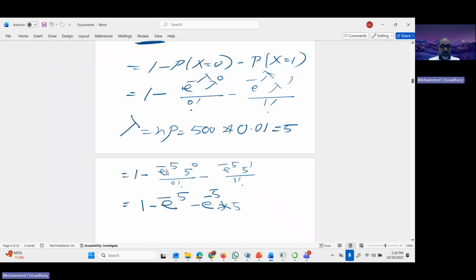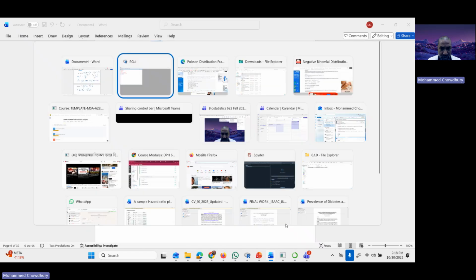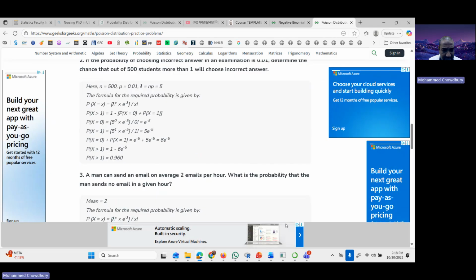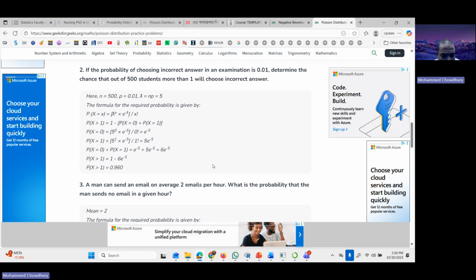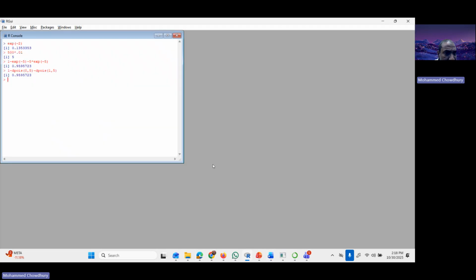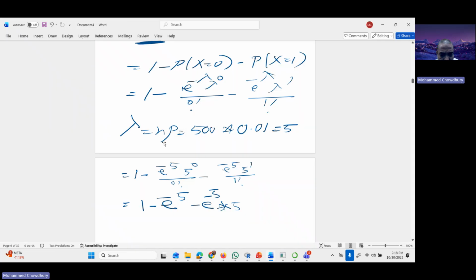Okay, so Poisson distribution is done. Now let's go to the normal distribution. Let me see if I can solve another different types of problem.